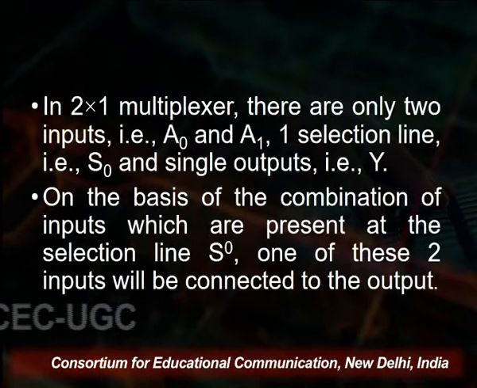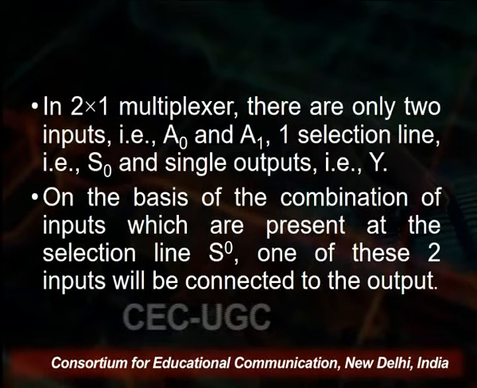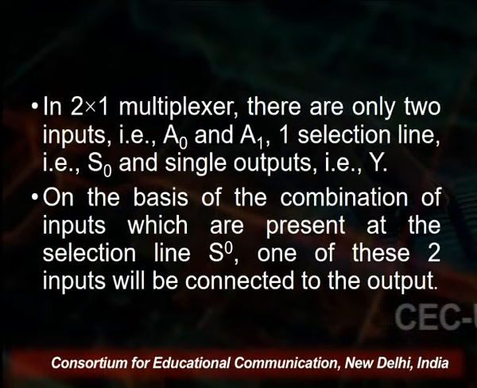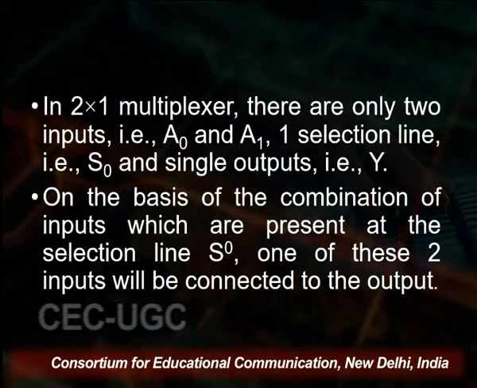Let's take an example. If we have a 2 cross 1 multiplexer, there are going to be only two inputs, A0 and A1. If you remember, I mentioned 2 to the power n. So here it is 2 to the power 1, which is equal to 2. I will have one selection line, which is S0, and there will be only one output, which is typical of a multiplexer circuit, denoted by Y.